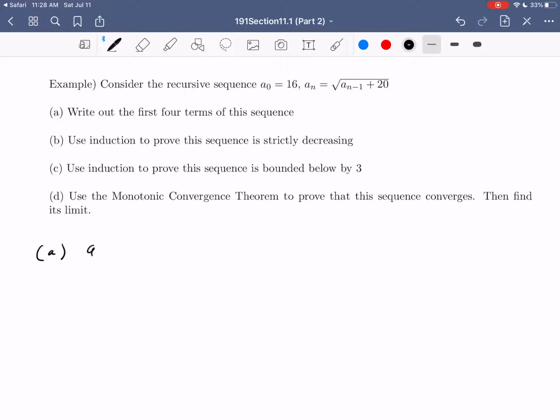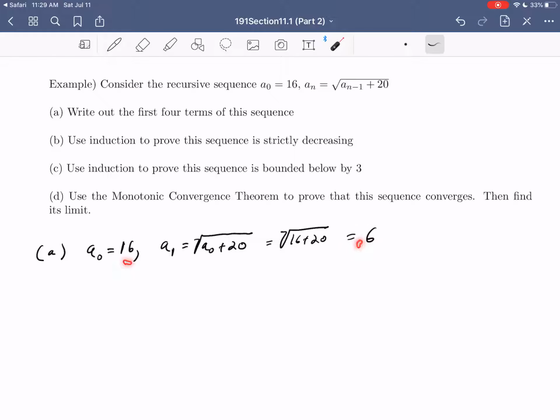So a sub 0 is 16. A sub 1, according to this rule, if you have 1 as your index, then 1 minus 1 is going to be 0. So this would be the square root of a0 plus 20. And if you plug in a0 equals 16, then that would be the square root of 16 plus 20, which is the square root of 36, which is 6. So ours goes 16, then 6.